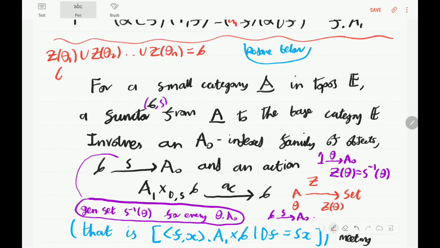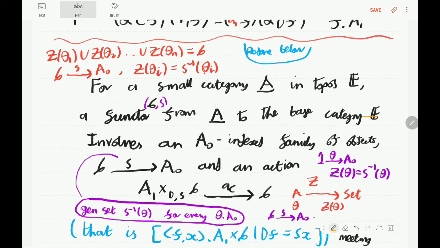And then, in this context of sets, we can think of it as a function, this arrow S from zeta to A naught, which is such that Z of theta I is equal to S to the minus 1, the inverse image under S of this point theta I in A naught. Yeah, so that's the basic idea.